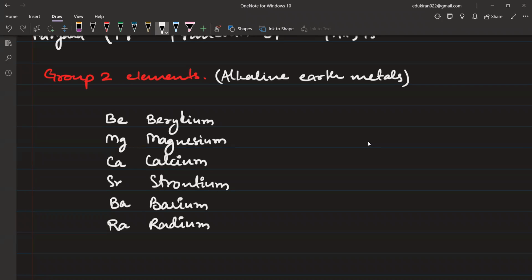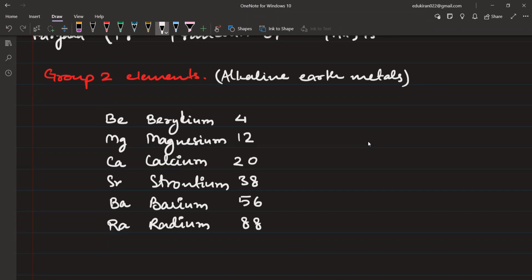Okay, so please remember this: beryllium is in the second period. Beryllium has atomic number 4. You will not add 2, because you are going from 2 to 3. From 2 to 3, you will add 8. So this will be 12. Then again 8, this will be 20. Then 38, then 56, and then 88.